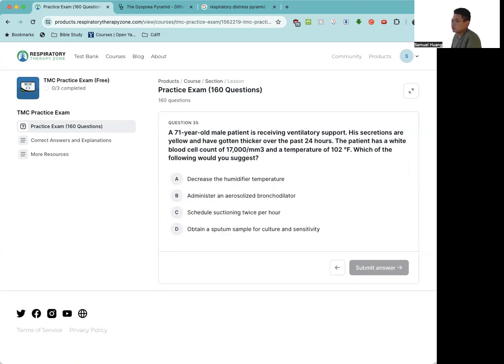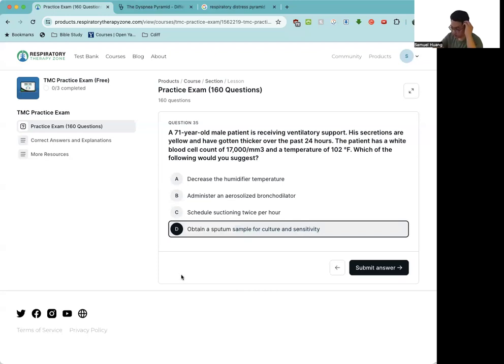71-year-old male, ventilatory support, secretions yellow and thicker. So secretions, cystic fibrosis, he seems too old for that. COPD, perhaps, does he smoke? And then secretions, maybe pneumonia, maybe sinusitis. White cell count 17,000. Now we're thinking more of an infectious cause, maybe pneumonia, temperature, fever. So this is pneumonia. Sepsis secondary to pneumonia. We have a clear source. Let's get sputum culture and sensitivity.